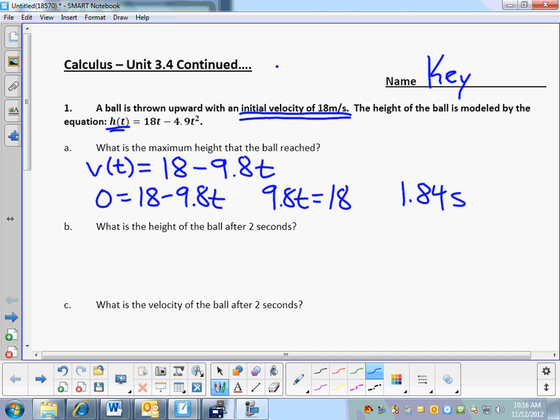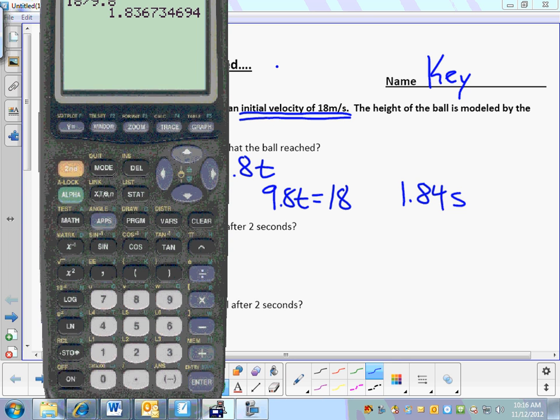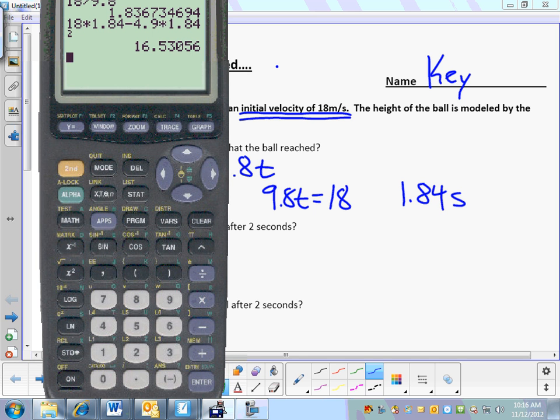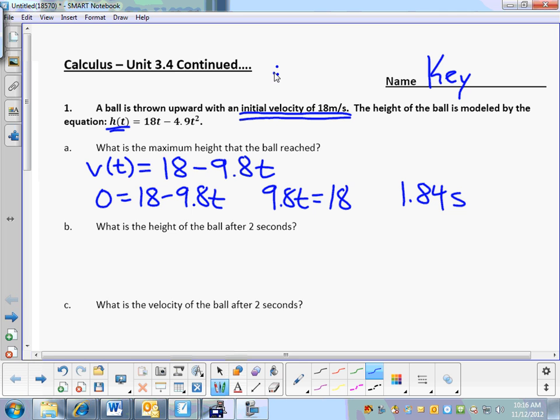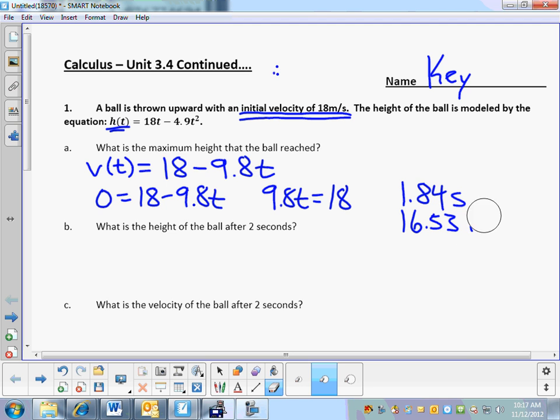The question asks for what is the maximum height. Have I just found the maximum height? I've only found the time at which it reaches the maximum height. How will I find the maximum height? Do I plug it into the velocity function or the height? I plug it into the height function. And so I take 18 times 1.84 minus 4.9 times 1.84 squared. 16.53. Yep, 16.53 meters.